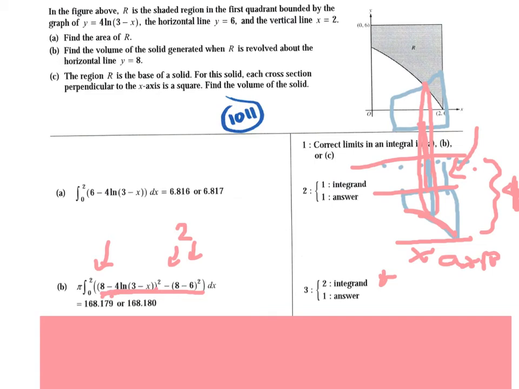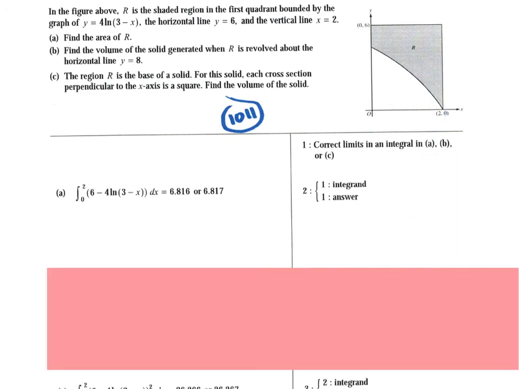Then your answer is 168.179 or 168.180. That's kind of complicated due to all the parentheses in this first part. So if you were not able to get that, you might want to mess around with it again and see if you did get that. And of course, you have to remember to have your pi in your calculator, or else you will not get the exact answer. So pretty simple, 2 points for the integrand, 1 for the answer.